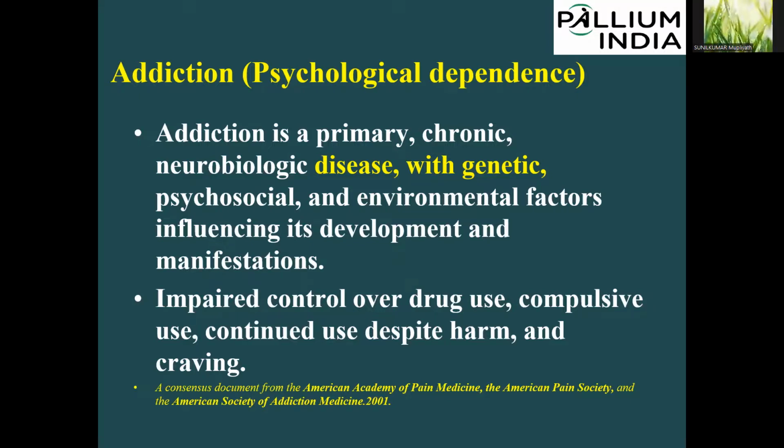So how would it be manifested? The person has impaired control over drug use. The dose which you have prescribed, the patient himself will increase every 2 or 3 days to get the same effect. That is not pain relief, it would be some other effect. So the patient will know that this is not for pain relief, it is for some other purpose. So there will be compulsive use also, despite harm, and there will be craving also.